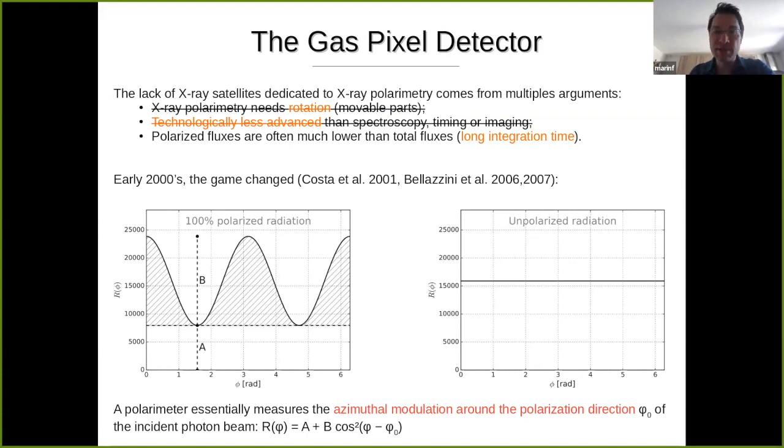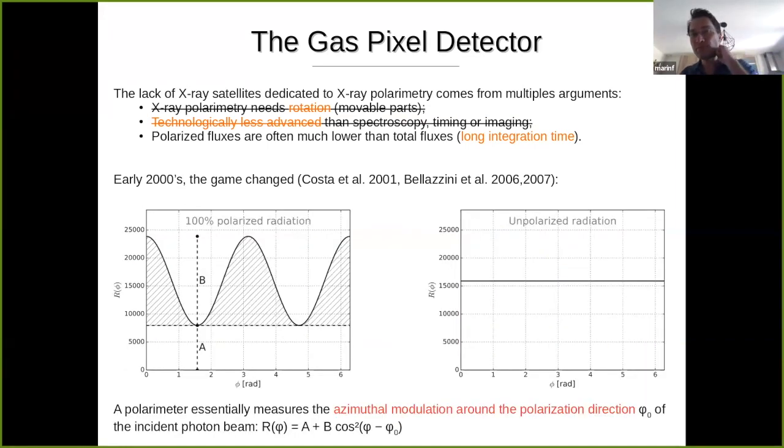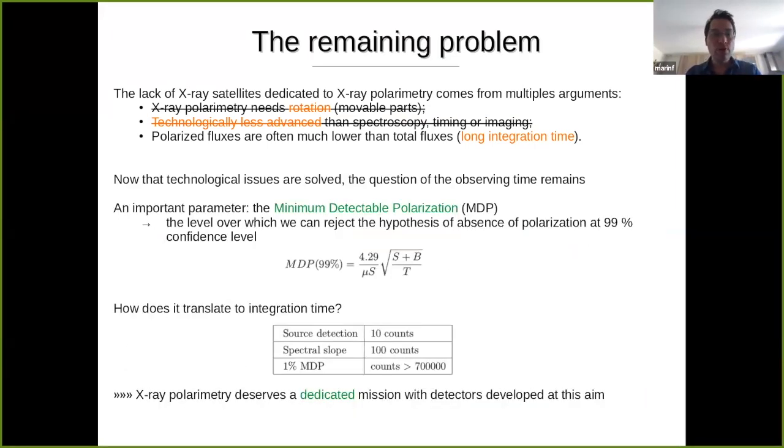And because we are using a pixelized anode in X and Y direction, it means that we can do imaging for free because we have the point of impact of your incident polarized photon. So the gas pixel detector does spectroscopy, imaging, and of course timing, because you collect at a given rate the photoelectrons. So you do everything at once with this kind of instrument. So we have completely killed the two first arguments.